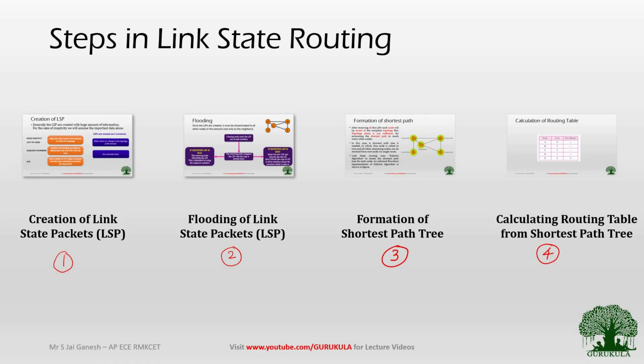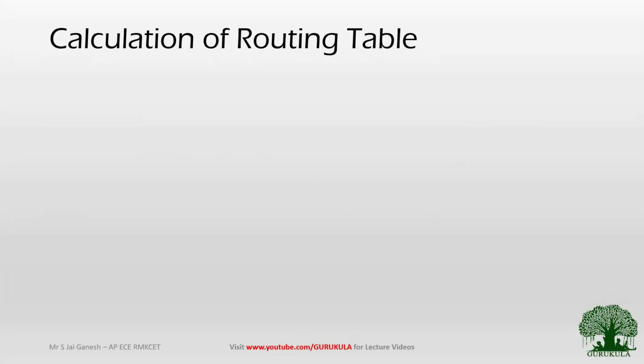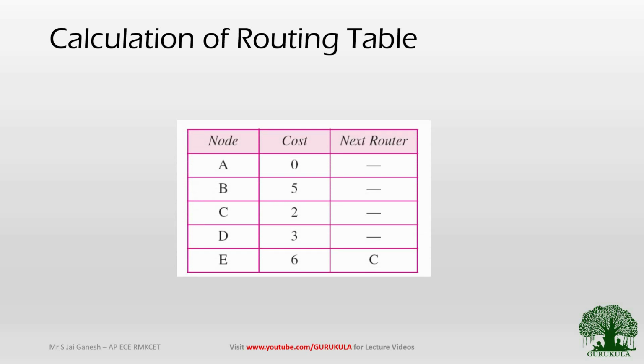This is how the shortest path tree will be created, and with this the routing table can be easily framed. This is how the routing table will look like: this column represents the destination, this represents the cost, and the third column represents the next router to which the packet has to be forwarded to reach the correct destination. This routing table is exactly the same as the routing table we got in distance vector routing. So whatever algorithm we follow, the end outcome is going to be the same.